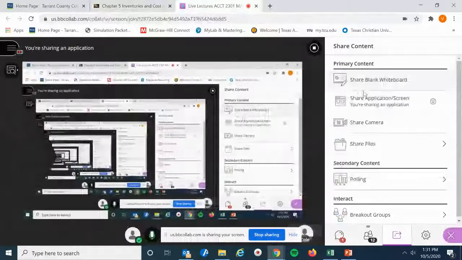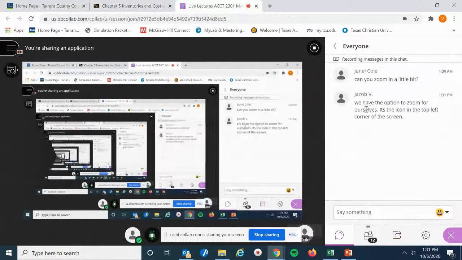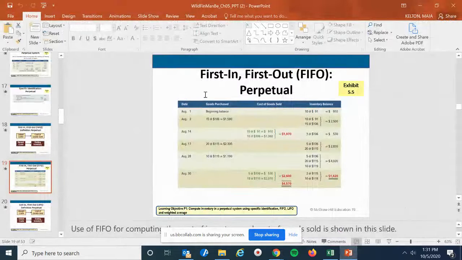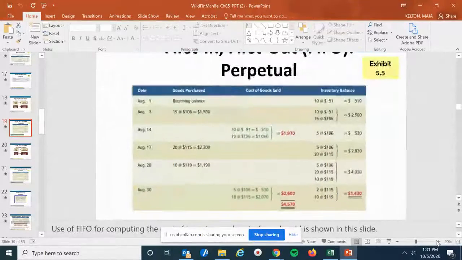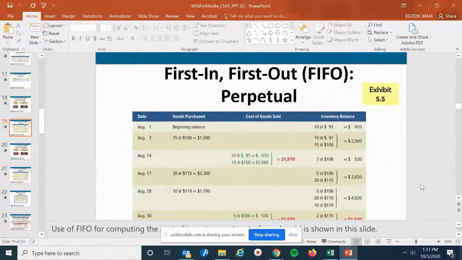Let's see, I heard a question pop up. Can I zoom in a little bit? Yeah, I'll be happy to. Okay, so you guys can zoom in if you want to. I can do this so you can see it better. So whatever works.